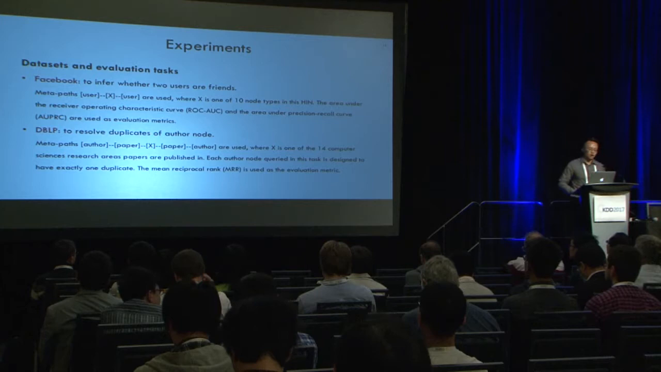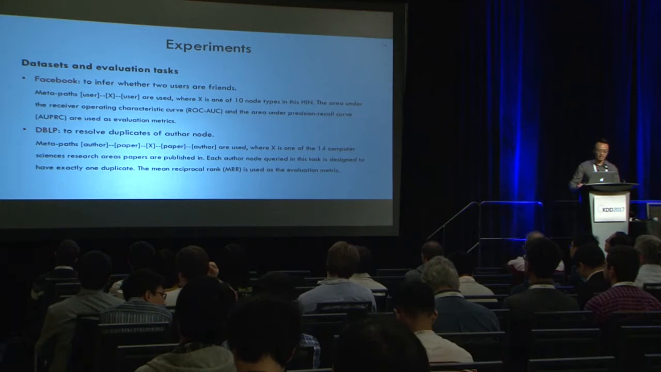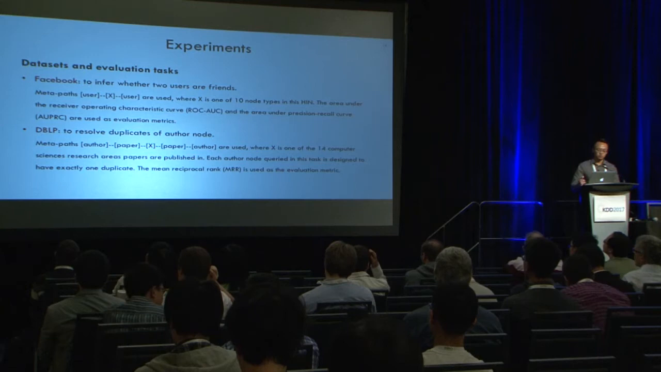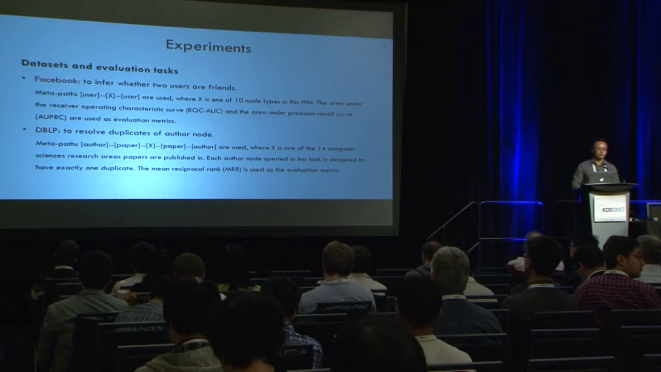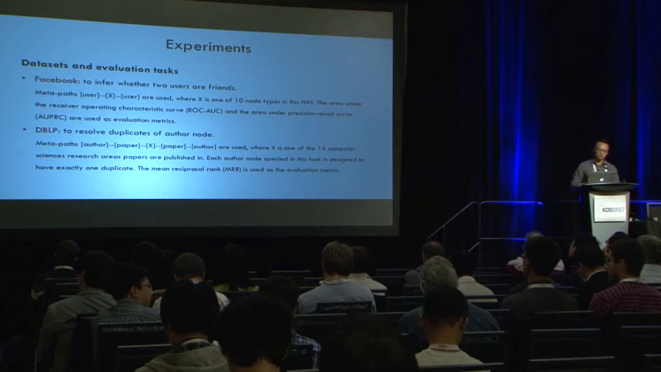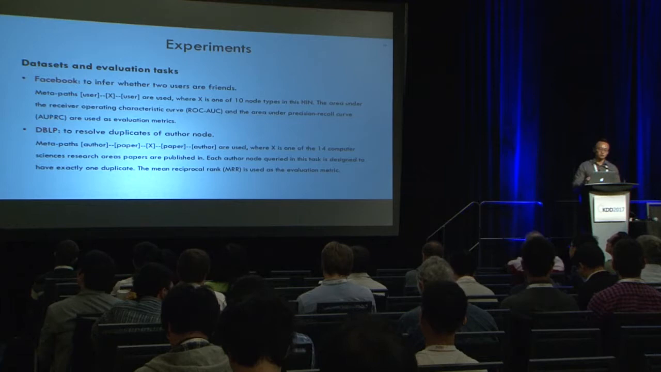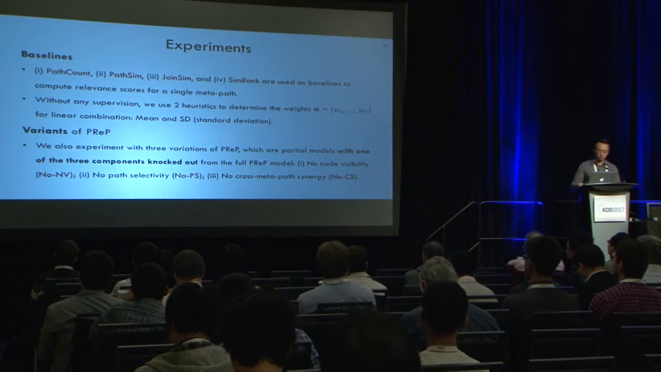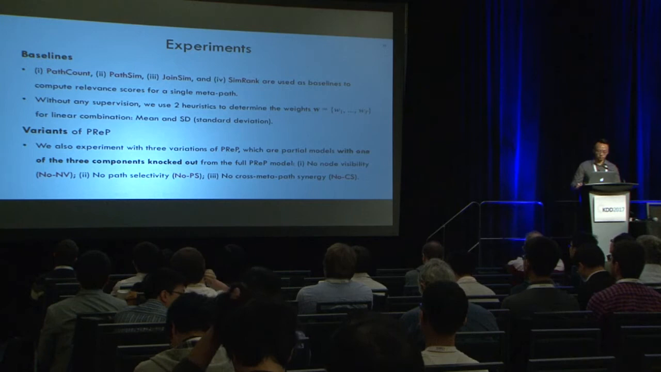For experiments, we carried out experiments on two data sets with corresponding evaluation tasks. The first data set is Facebook, where the task is to infer whether two users are friends using 10 different metapaths. And the second data set is DBLP, where the task is to resolve duplicates of author nodes. And we use 14 different metapaths, which represents author published paper in the same research area in computer science. And we compare with a couple of baselines, including path count, path sim, join sim, which are the three measures we just talked about. And we also compare with sim rank.